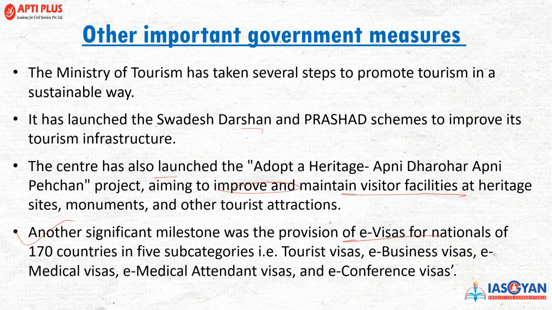तो कुछ significant milestones की अगर बात करें, the government has given e-visas for national tourists to almost 170 countries. उसमें कुछ categorization की गई है. Sub-categorization is there which includes tourist visa, e-business visa, e-medical visa, e-medical attendant visas and e-conference visas. This is to ensure that the Government of India is dedicated toward promoting tourism in the best possible way.